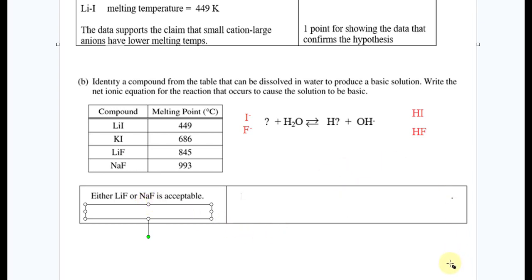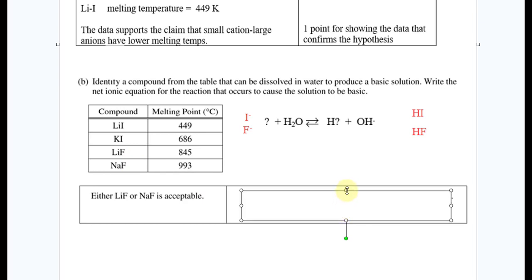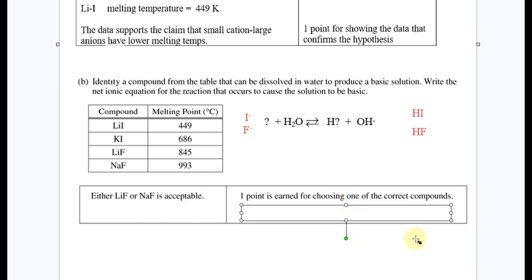Now, if you couldn't get through that reasoning, one extra hint: it says identify a compound from the table that can be dissolved with water to make a basic solution. Even if you didn't have time or couldn't figure it out, pick one of these. Use your pencil, spin it around, say, okay, it's this one. You had a 50-50 chance of getting this point if you picked lithium fluoride or sodium fluoride. They would have given you a point, period. That's 1 point. So one of the rules is answer all the questions, even if you're guessing. When they give you a choice, pick something no matter what.